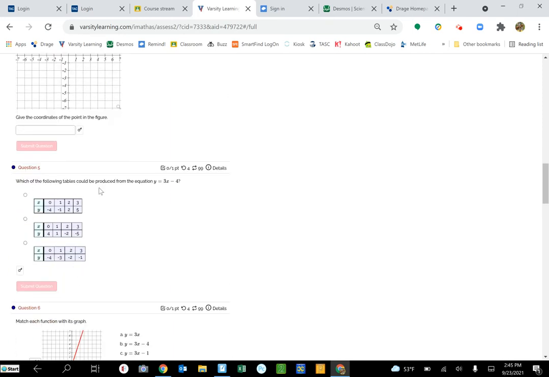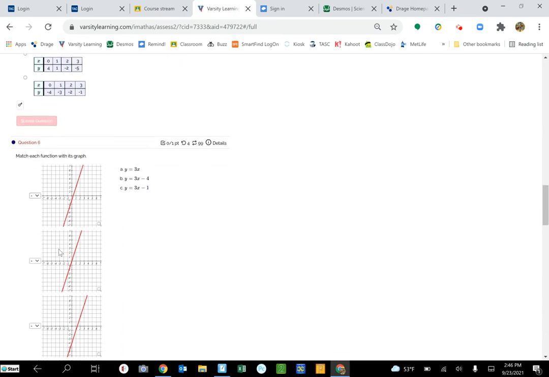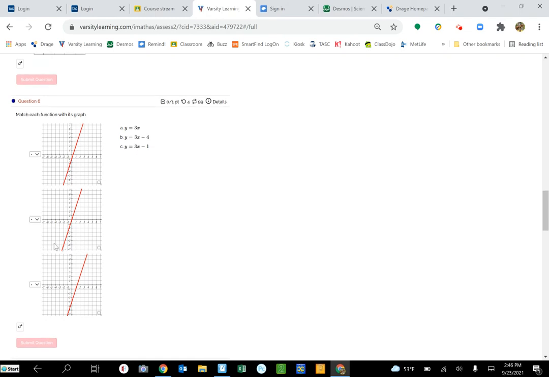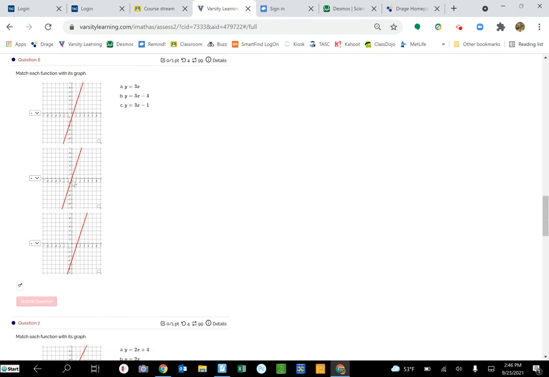This one, which of the following tables could provide the equation? Well, that means which X and Y actually makes this a true statement for every one of those. So you're going to have to do a little bit of guess and check. You could plug them in and see, or you can take another route. Now here, remember that, let's see, can I write on this?